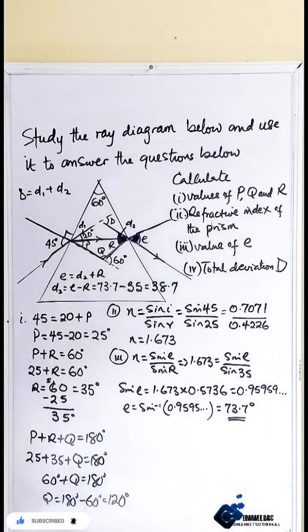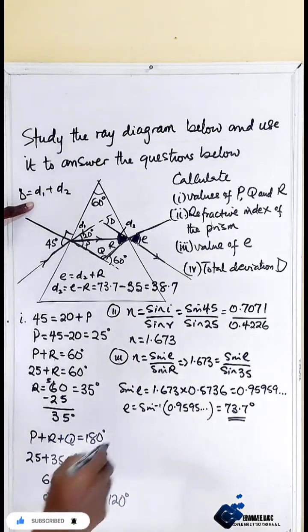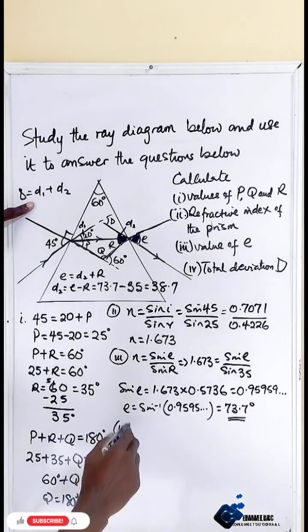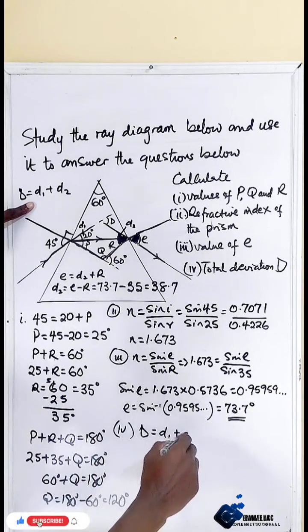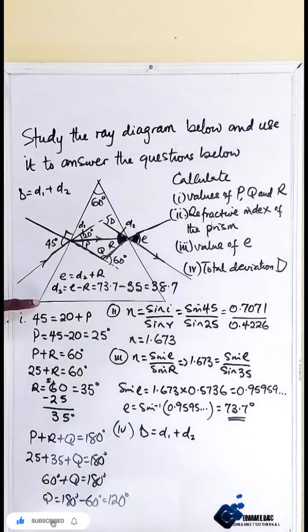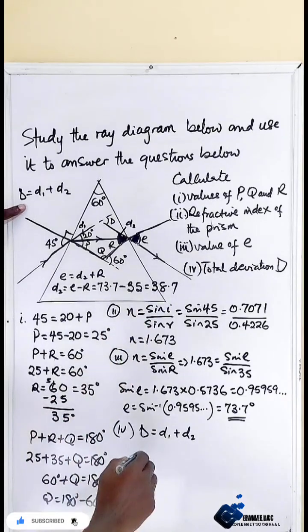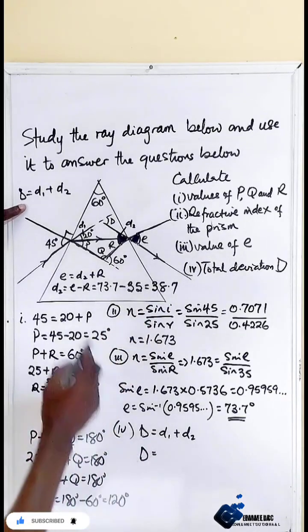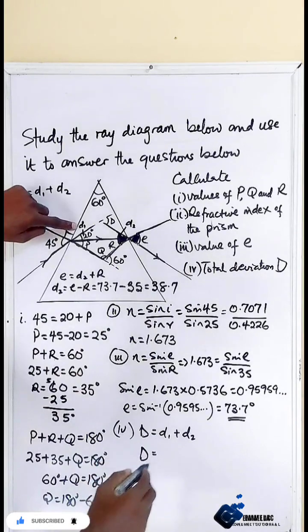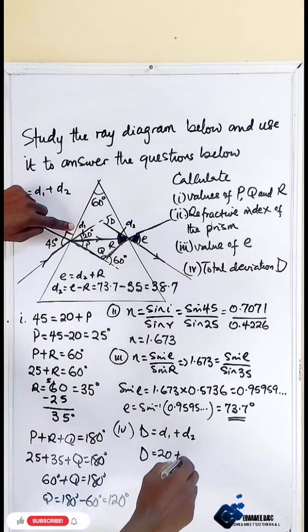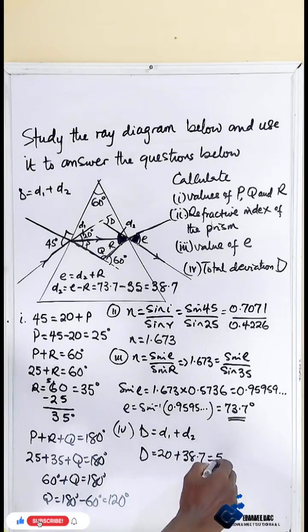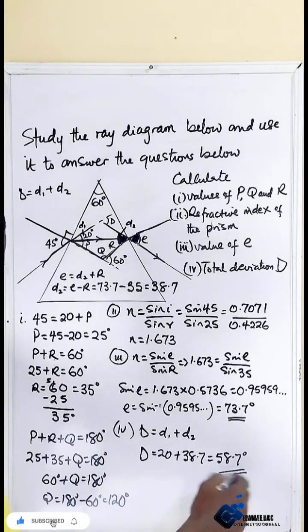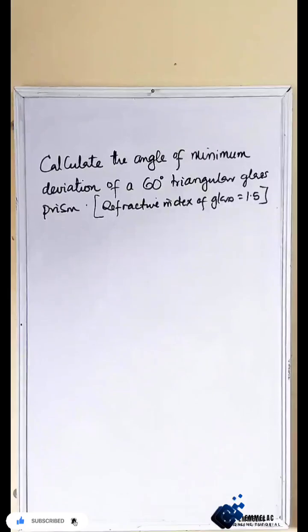So to that end, you can see that D equals D1 plus D2. D2 is giving us 38.7, and D1 is here 20, then plus 38.7, which will give us 58.7 degrees.